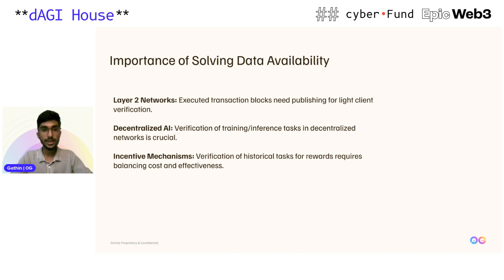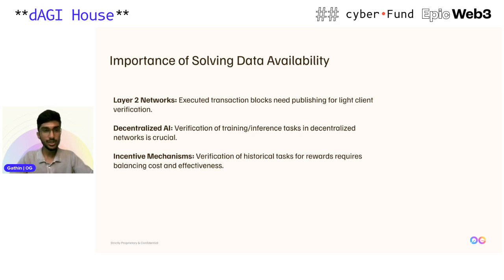In decentralized AI, verification of training or inference tasks in a decentralized network is crucial. Suppose I am training my model and publishing it on a layer 2 network. When the client uses this model, he needs to verify that the model was trained properly, so he needs to go back a certain period of time in the blockchain to verify it. For that, we need to make sure the training data is available for verification. So we need a data availability solution to solve the problem.